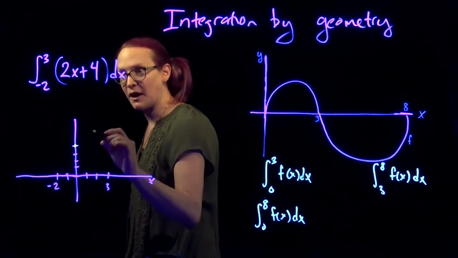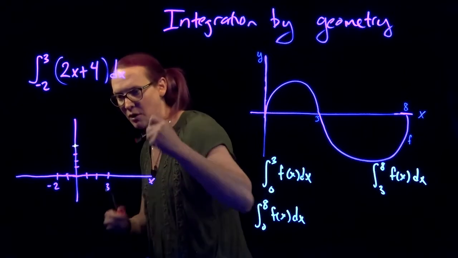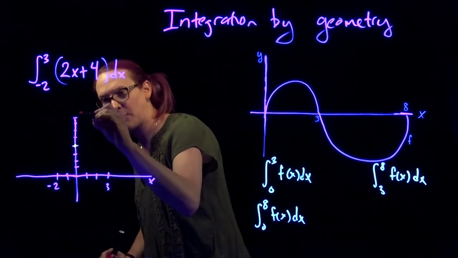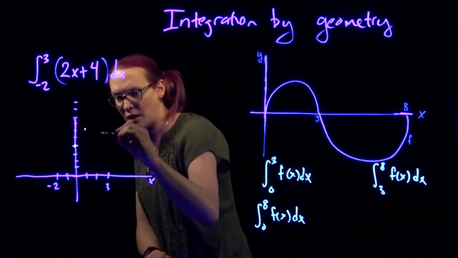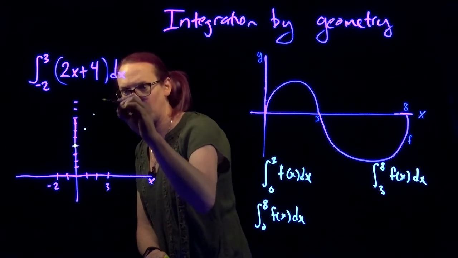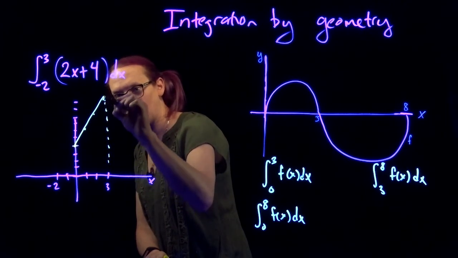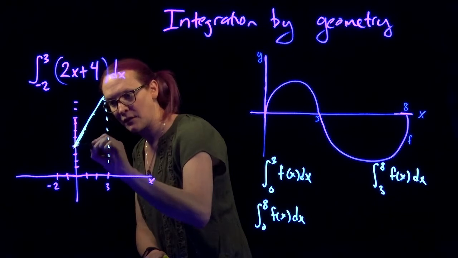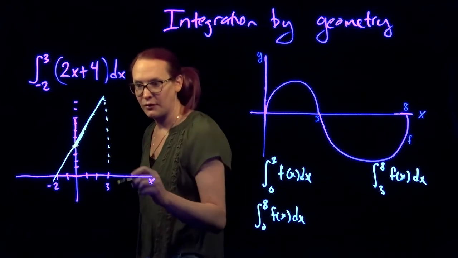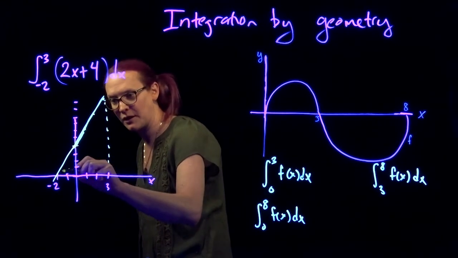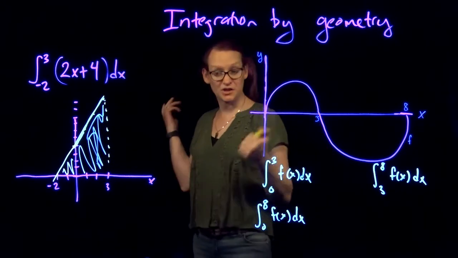It passes through 4, and it goes over 1 unit and up 2. So I'm going to go 1, 2, 3, 4, 5, 6. I'm going to go over 1 unit and up 2, over a unit and up 2, over a unit and up 2. So that's above that. Here's my line. It's going to go over a unit and down 2, over a unit and down 2. So I've got the area underneath this curve is the shaded region, and it's just a triangle.